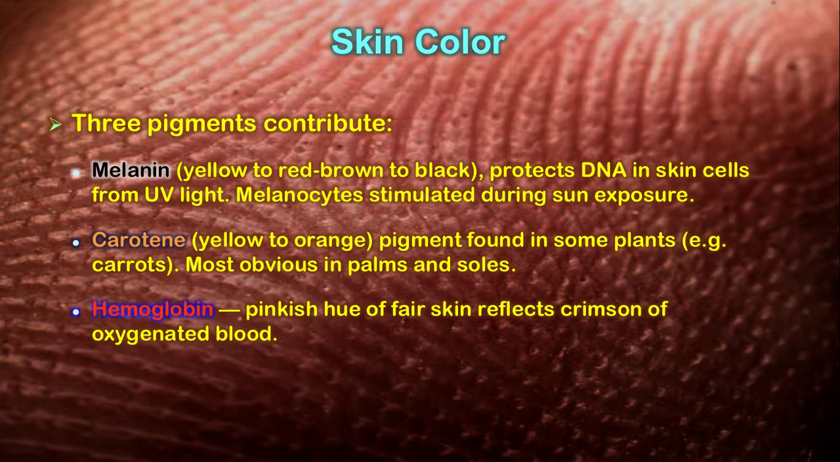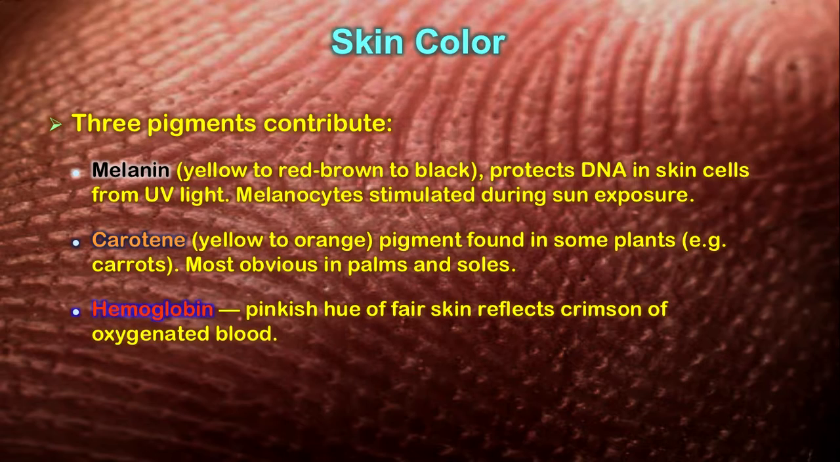And third, finally, is hemoglobin. Where's hemoglobin found? In your blood. And its job is to carry oxygen. Well, oxygenated hemoglobin is red. So if you don't see the melanin, so you have less melanin, you have less of the brown color, what's going to show up is that pinkish hue from your blood. And so people who have a pinkish skin tone, it's actually the hemoglobin of that oxygenated blood underneath your skin.